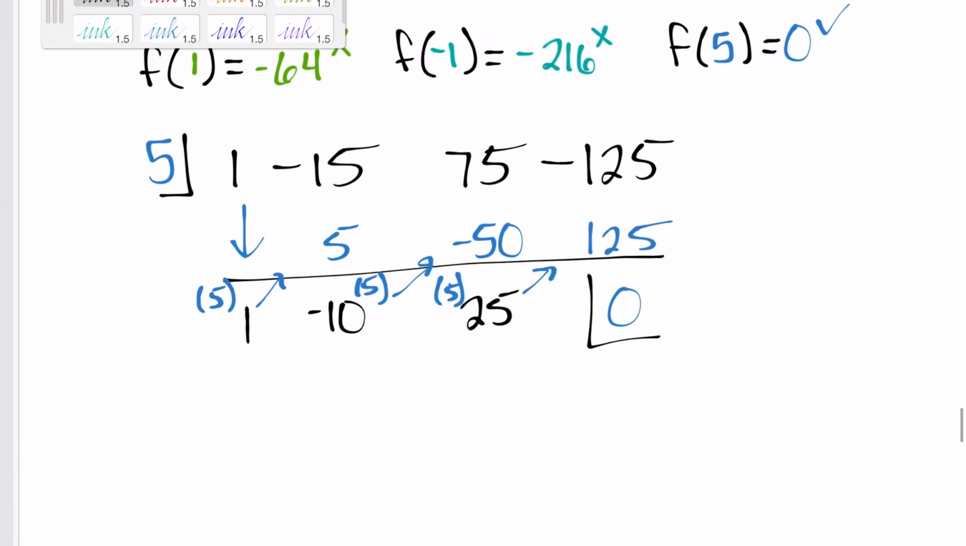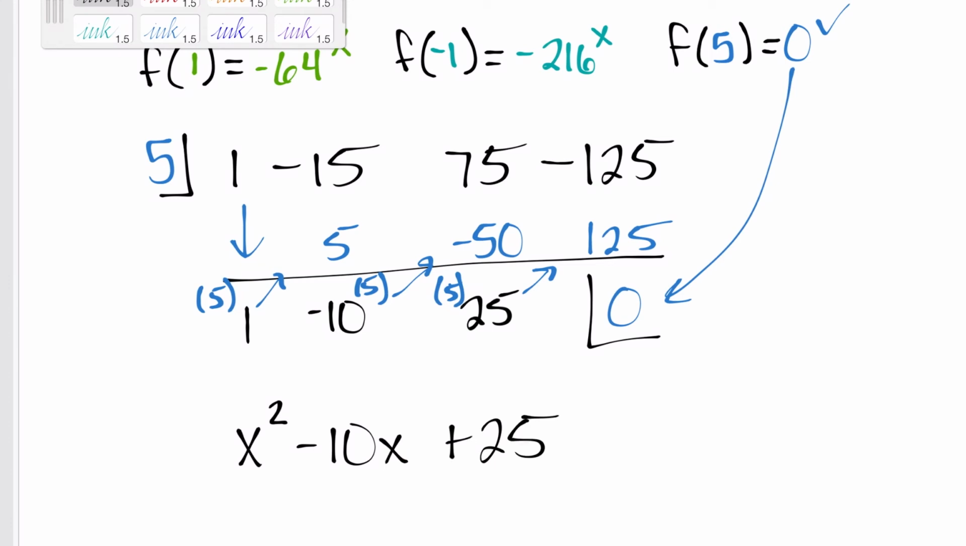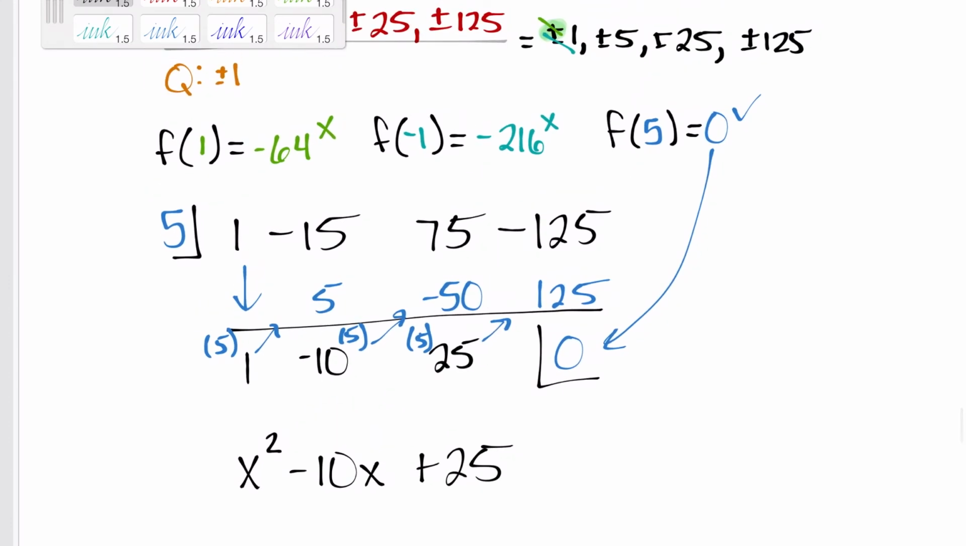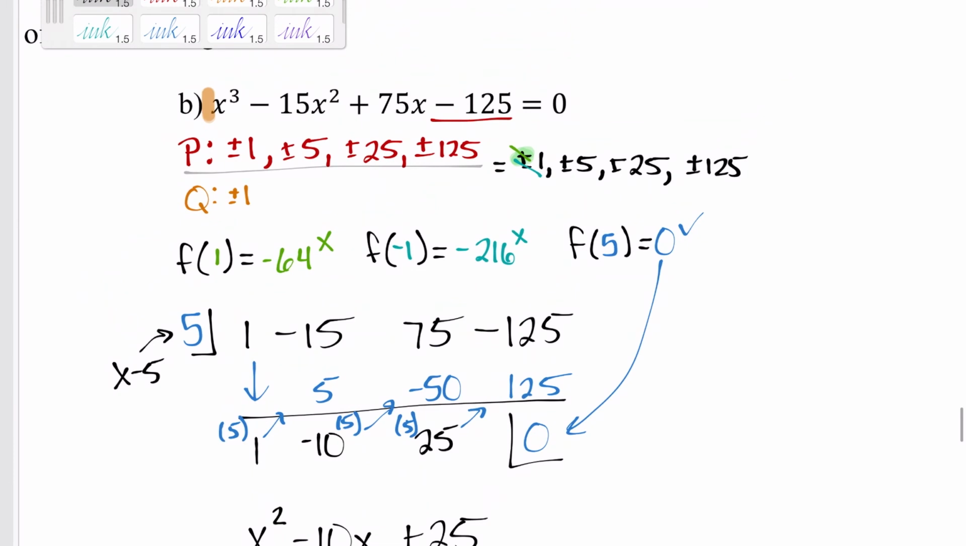And so again, I shouldn't be surprised that I got my remainder of 0, because that's what plugging it into the function told me I should get. And now I have what's remaining, an x squared minus 10x plus 25. So remember, as we divide out what would be essentially an x minus 5 factor using that synthetic division, I'm taking everything down a notch. So where I started with x cubed, I now have an x squared.